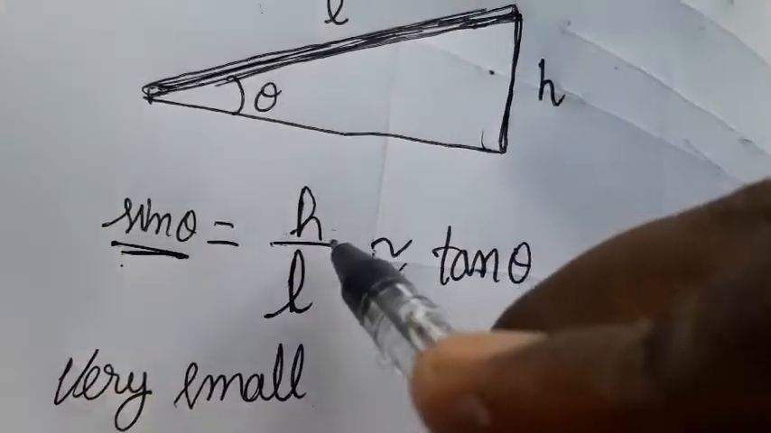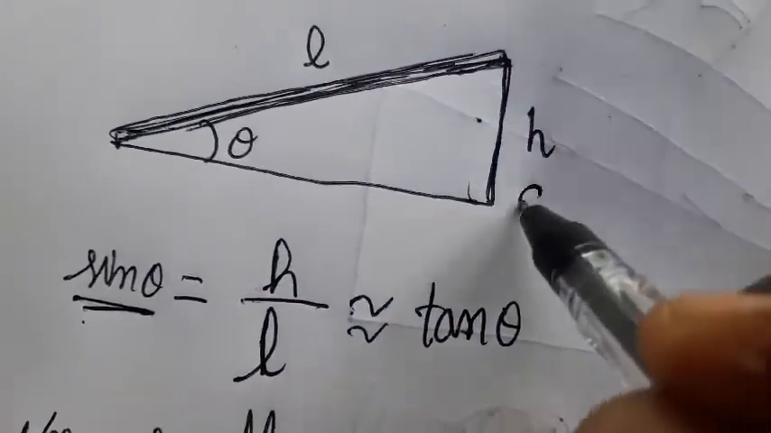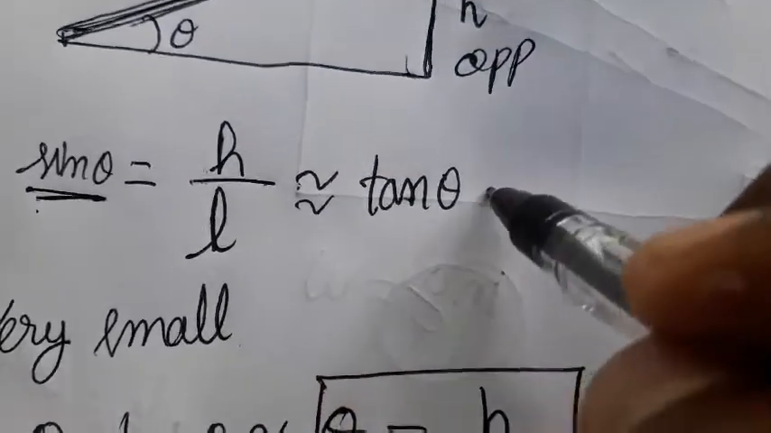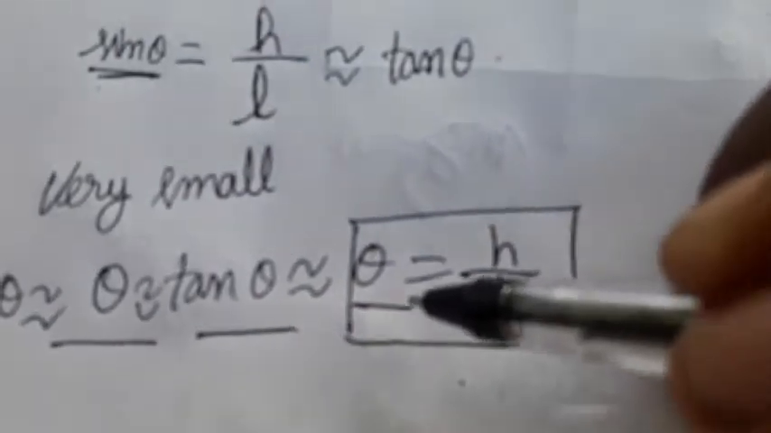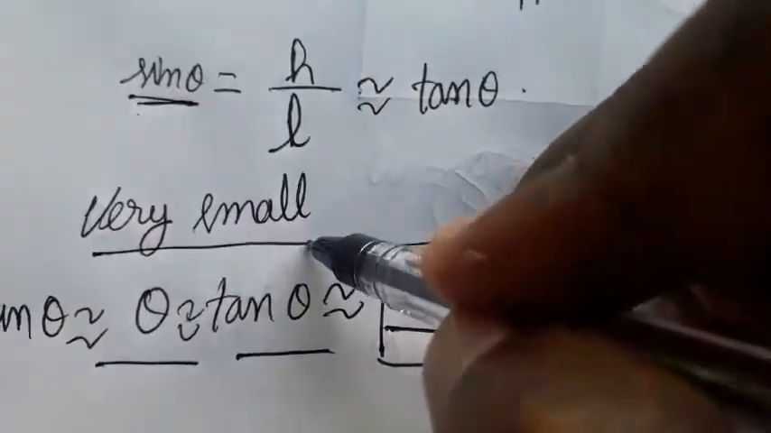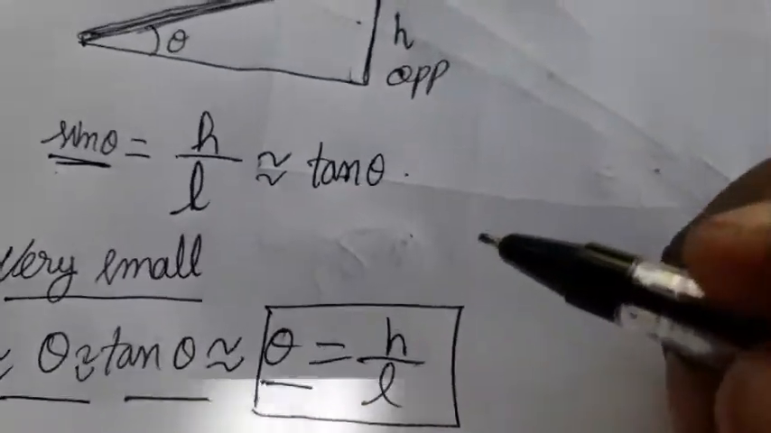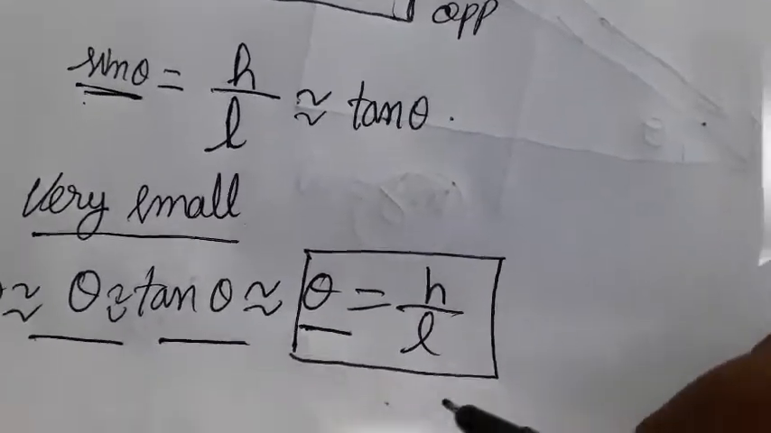Sin theta is equal to h by l. Opposite by hypotenuse, so sin theta is the height by the length of the road. Sin theta is approximately equal to tan theta, and sin theta is approximately equal to theta. Tan theta is approximately equal to theta when the angle is very small. Here we only take about 0 to 5 to 10 degrees, a very small angle.